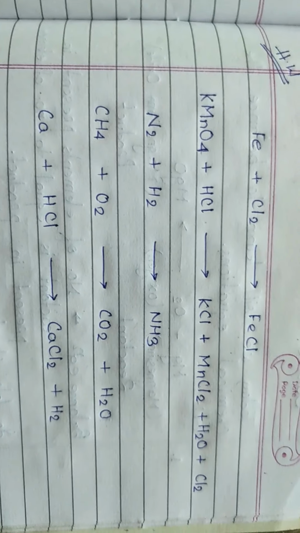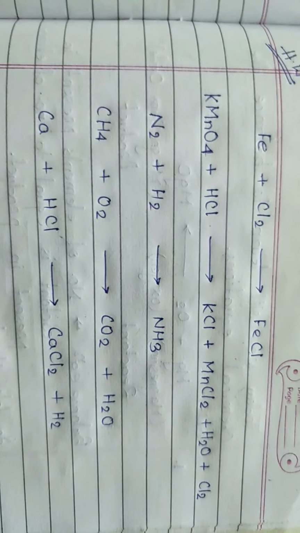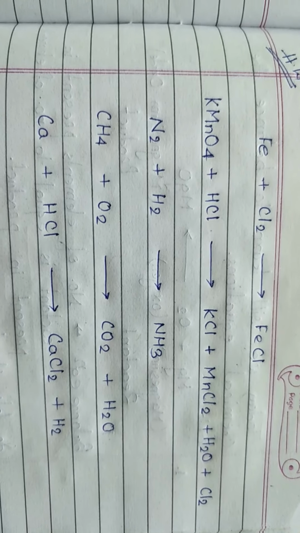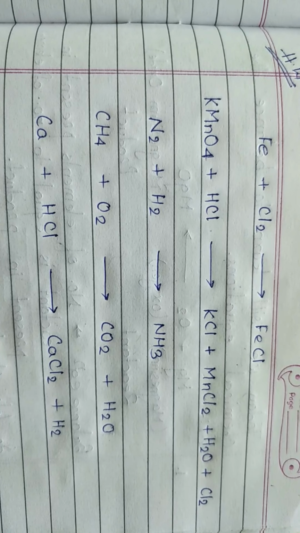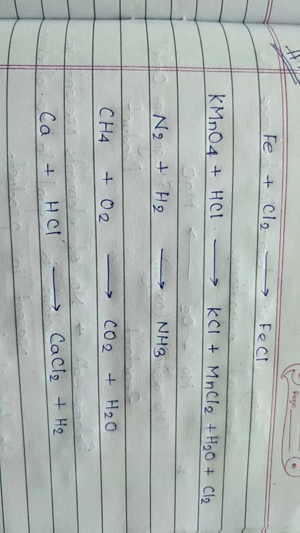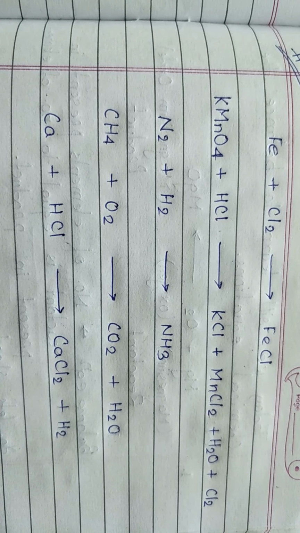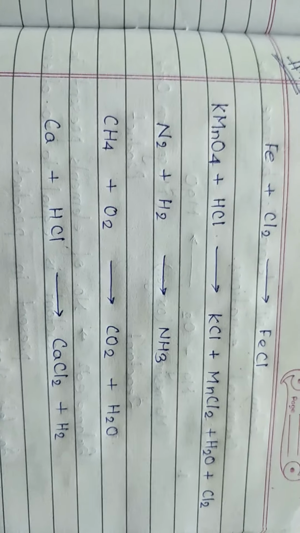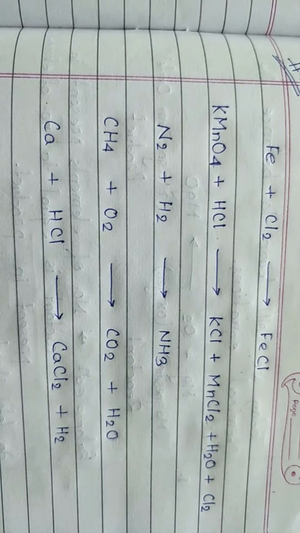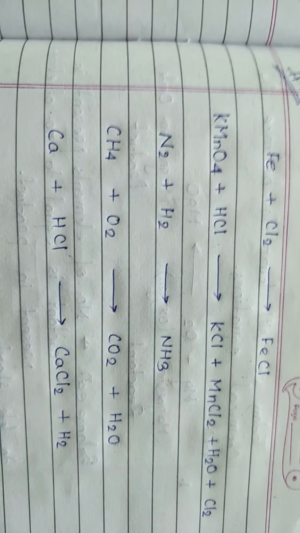For you, I have given some equations to balance. Just look at these equations. Our first equation is Fe plus Cl2. Fe is iron and Cl2 is chlorine. After reaction, there is FeCl. Another is KMnO4 plus HCl. After reaction, KCl plus MnCl2 plus H2O plus Cl2. This is one difficult equation for you, but try it.